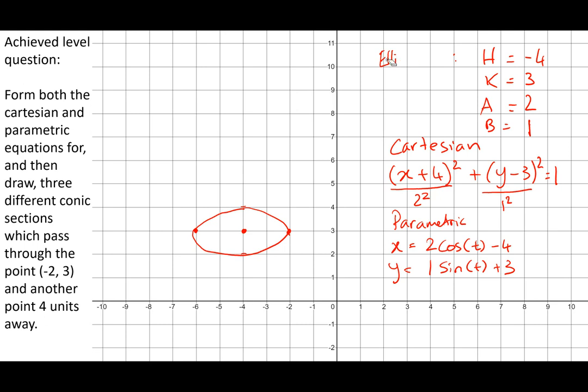Then for the last one, the hyperbola, again, we're only changing a little bit at a time. The hyperbola has the same h, k, and a and b values. You can just keep them all the same. The only difference in the Cartesian equation is that it's now minus in the middle. And the difference in the parametric equation is that instead of cosine and sine, we're going to be using secant and tan.